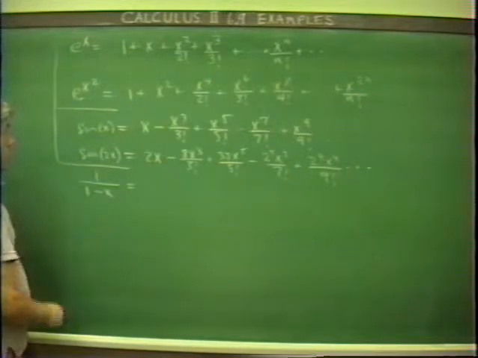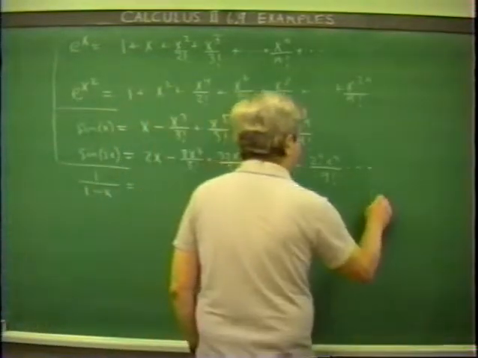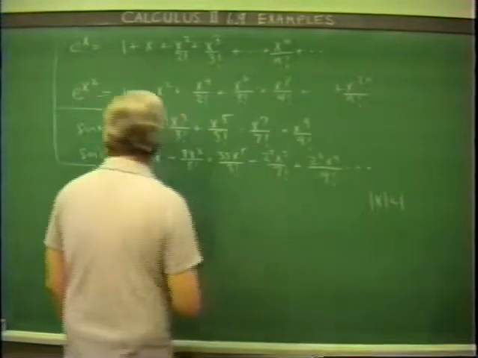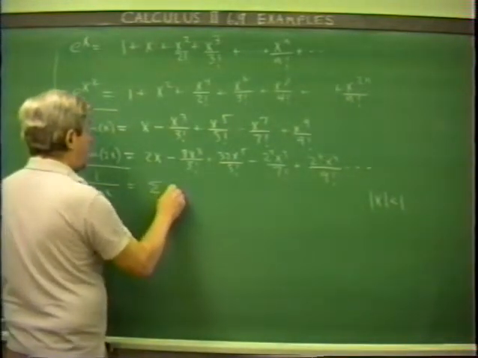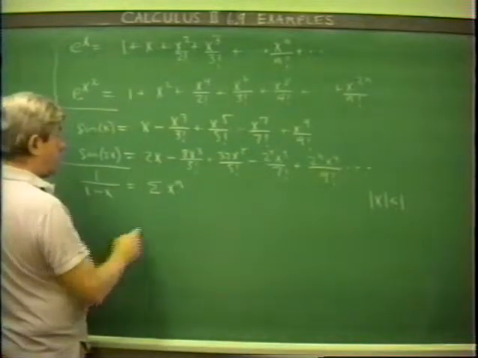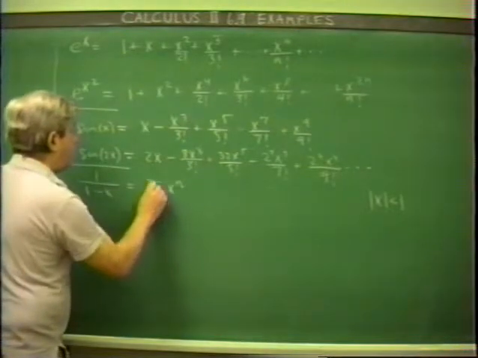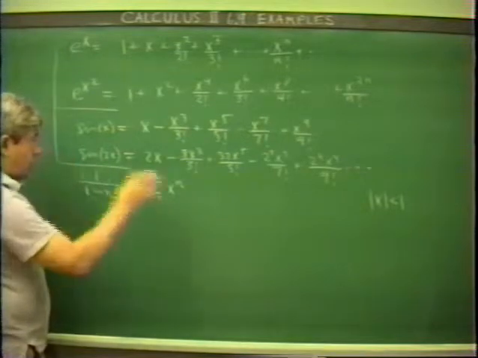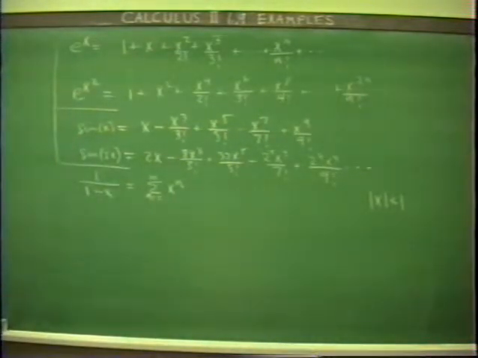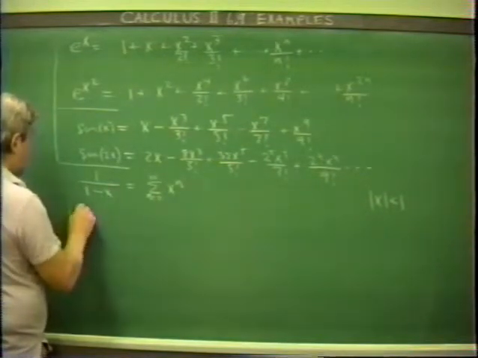Right? Let's look at 1 over 1 minus x. This is a geometric series, and it converges when, we know already, absolute x is less than 1. The series for this is a geometric series, and it's going to look like the summation of x to the n. The summation of x to the n from n equals 0 to infinity converges to, so the first term is 1, over 1 minus the ratio r. This is going to converge when absolute x is less than 1.